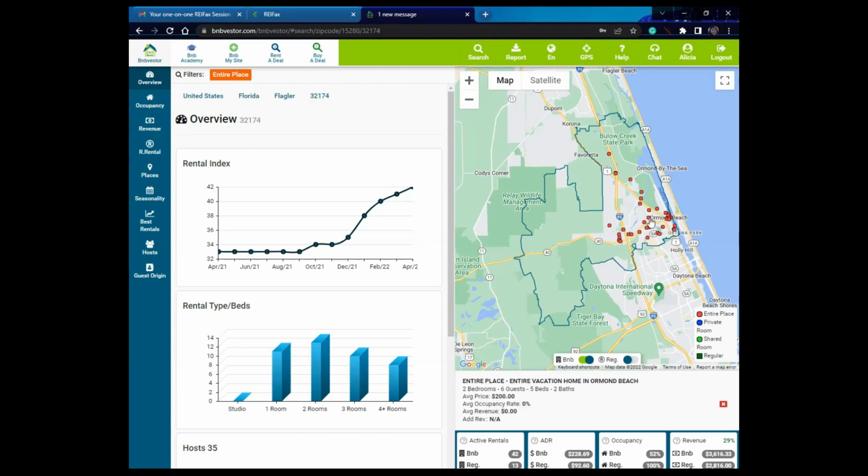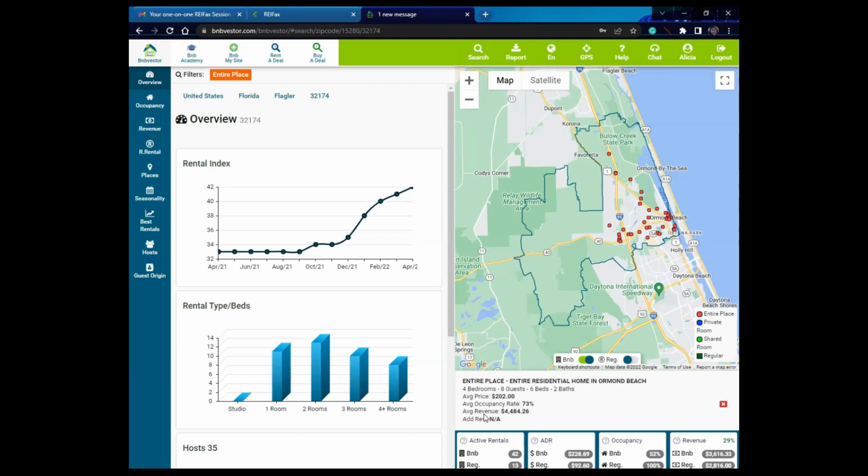Let's click on another one. Okay, so this one, again, is an entire place. It has 4 bedrooms set up to accommodate 8 guests with 6 beds and 2 bathrooms with an average daily price of $202 with an average occupancy of 73%. That is, that out of the 365 days of the year, 73% of those days are booked or have been booked in the last year.